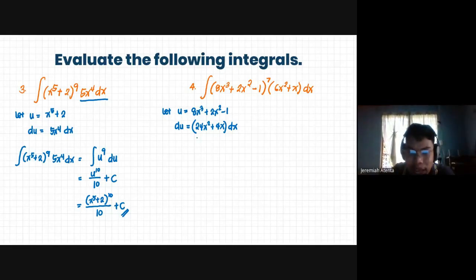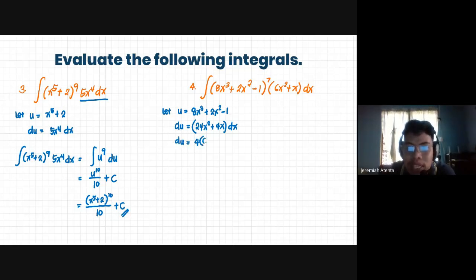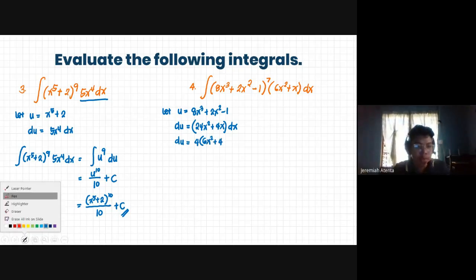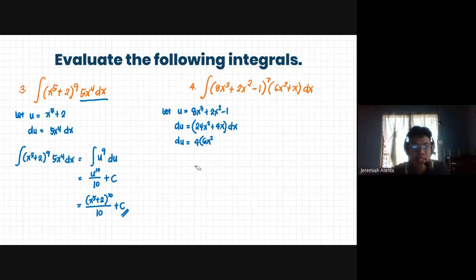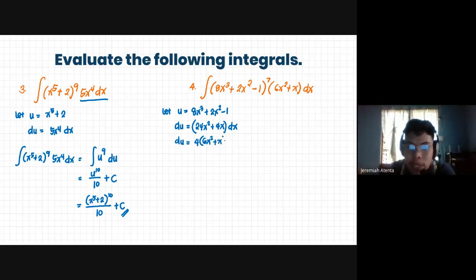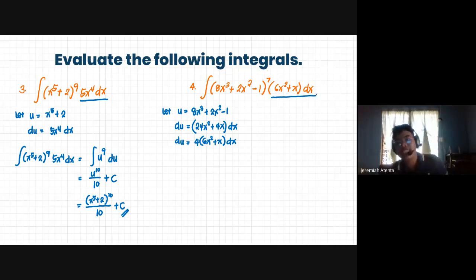In that case, you will have du is equal to 4 times the quantity 6x squared plus x, then we have dx. Now, take note, we only need 6x squared plus x dx. Right? Therefore, dapat nating tanggalin si 4. So, in that case, we will just divide both sides by 4. You will have du over 4.